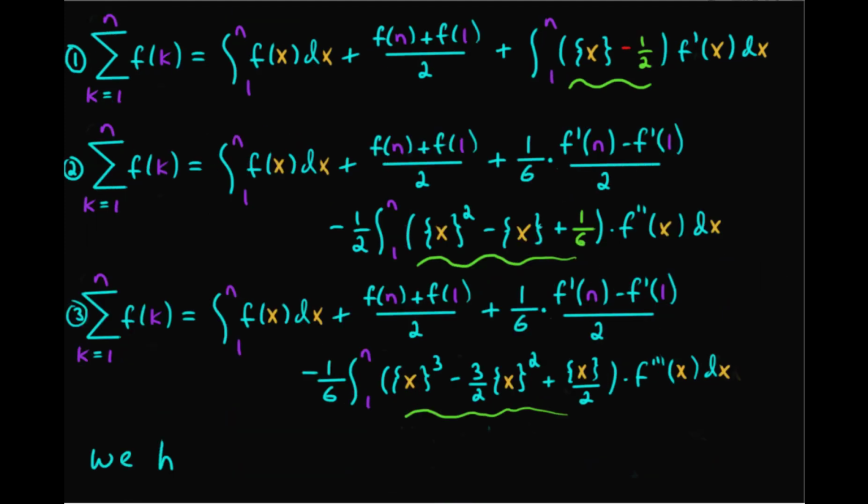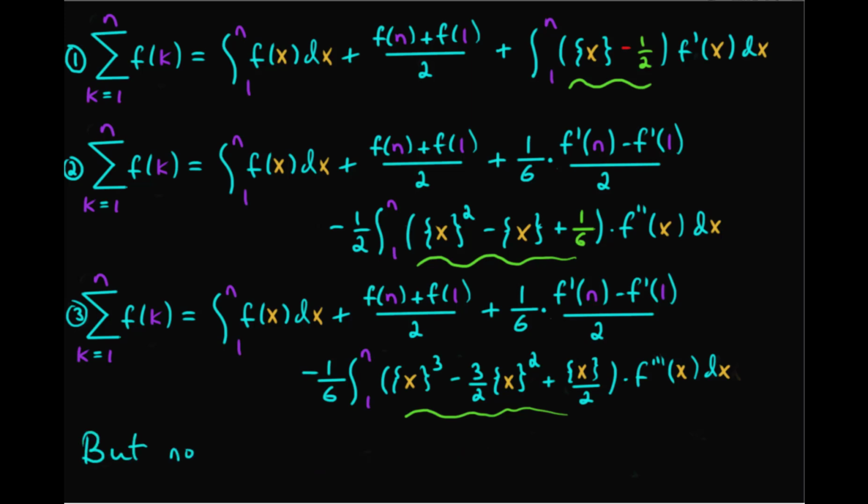So to review, we have that b1 of x, the first Bernoulli polynomial, equals x minus 1/2. And we see something similar to that in the first derivative form of the EMSF in the remainder integral. Our second Bernoulli polynomial, b2 of x, equals x squared minus x plus 1/6, and we see a version of that in our second derivative form of the EMSF. And then b3 of x, the third Bernoulli polynomial, equals x cubed minus 3/2 x squared plus x over 2.